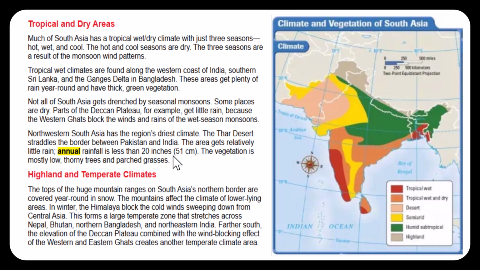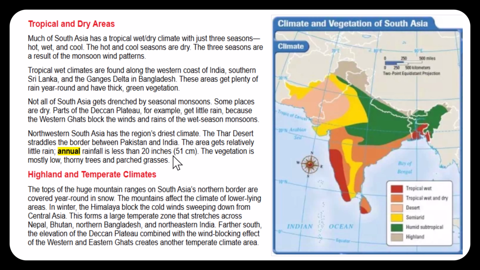Not all of South Asia gets drenched by seasonal monsoons. Some places are dry. Parts of the Deccan Plateau, for example, get little rain because the Western Ghats block the winds and rains of the wet season monsoons. Northwestern South Asia has the region's driest climate. The Thar Desert straddles the border between Pakistan and India. The area gets relatively little rain. Annual rainfall is less than 20 inches. The vegetation is mostly low, thorny trees and parched grasses.